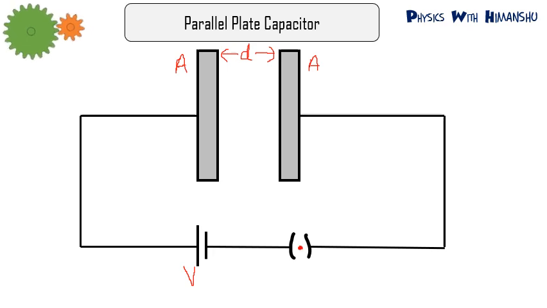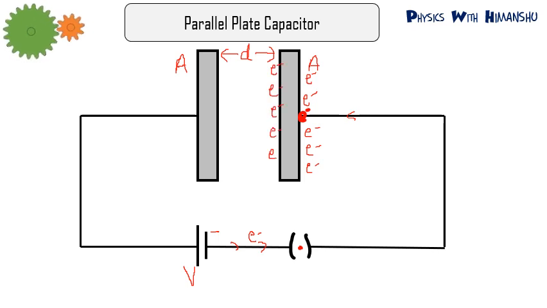Basically, just after you switch on, an electron from the negative terminal of the battery will reach this plate, and many electrons will move out and reach this plate. In microseconds, a negative charge will be deposited on this plate, and this negative charge will induce positive charge on this plate.